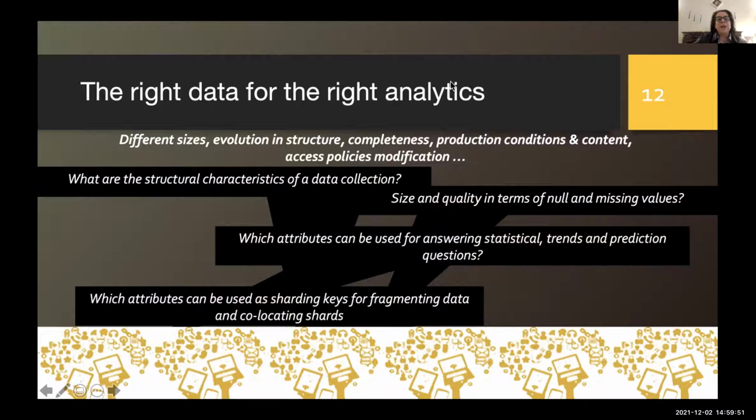So there are many different questions that you can ask if you are curating. What are the structural characteristics of the data, the size and the quality in terms of null and missing values, the attributes that can be used in order to answer statistical trends, prediction questions, etc. So different questions that will guide you on describing the content of your data.